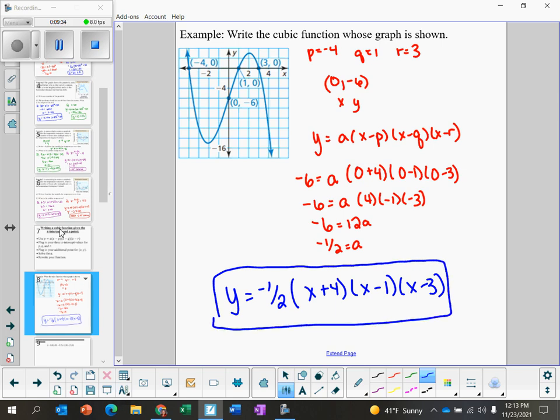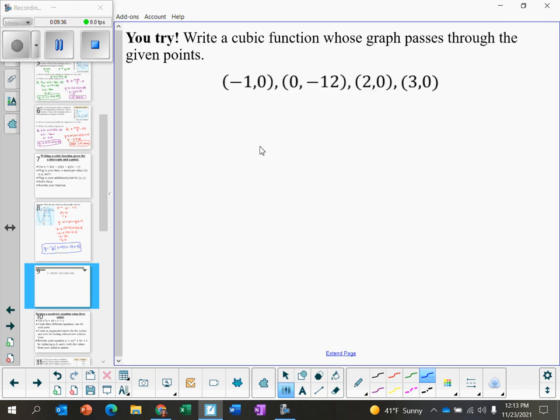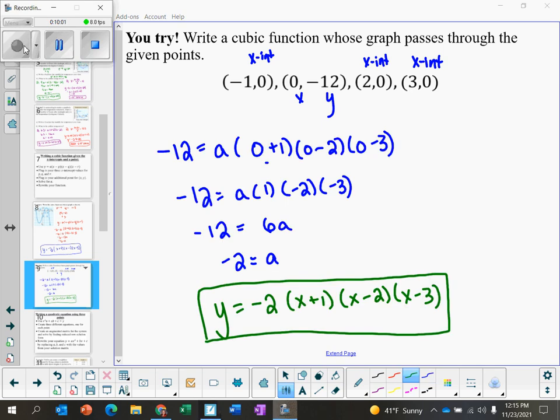All right, so you're going to try the next one. Instead of a graph, it just lists the points. So be careful. We know that anything that's going to be considered an x-intercept is the number then comma 0. So that's an x-intercept, that's an x-intercept, and that's an x-intercept. The other point is just our x, y. So go ahead, pause it, and when you're ready, hit play to see the answer.